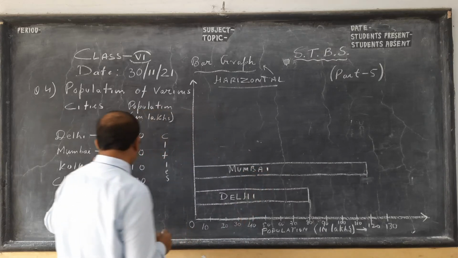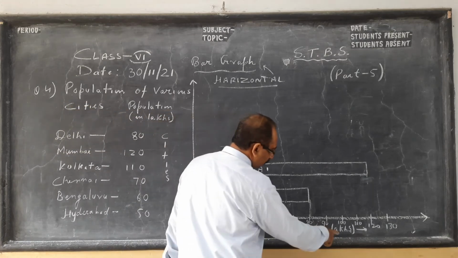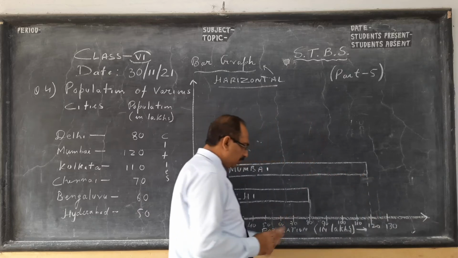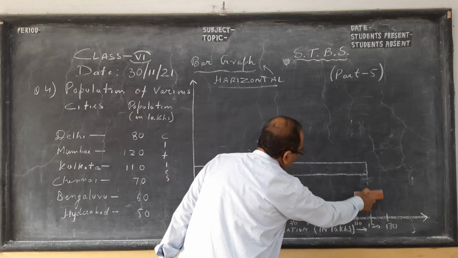Mumbai has the highest population of 120 lakhs. You must write what it is: population in lakhs. So here you see it is 120. You don't write here because this is how we learn, and don't draw this line, it is just for drawing, you see.